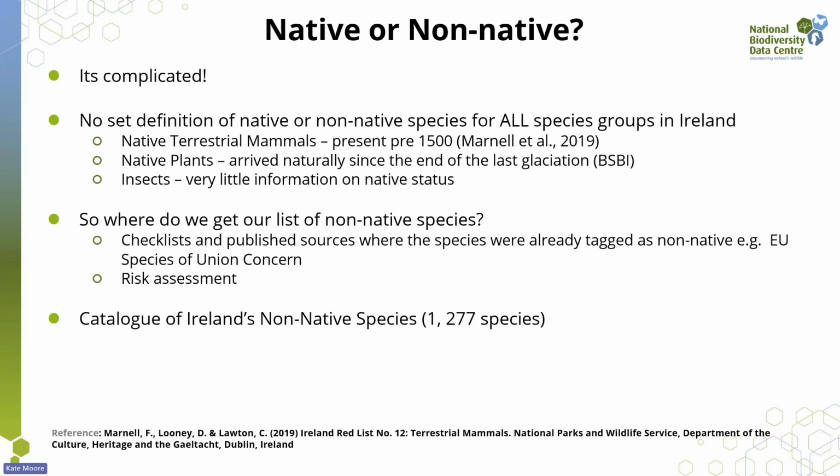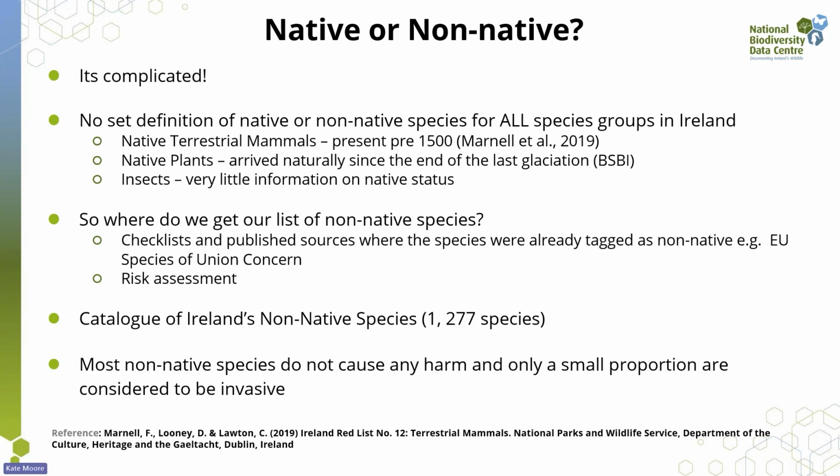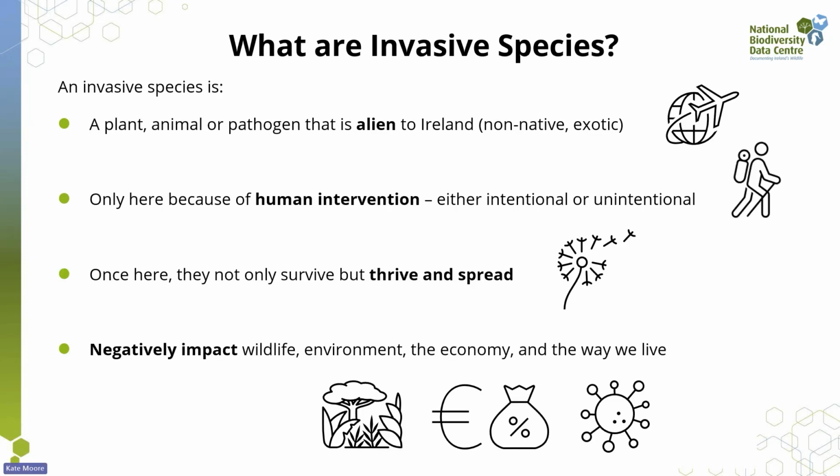1,277 species. It's important to note that most non-native species that arrive here do not cause harm, and only a small proportion are considered to be invasive. So today we're discussing invasive species. What are they? An invasive species is a plant, animal, or pathogen that is not native to Ireland. It has been brought here on purpose or accidentally by people, and it has the ability to establish and spread. And when it gets here, it can have negative impacts on the environment, the economy, and the way in which we live.